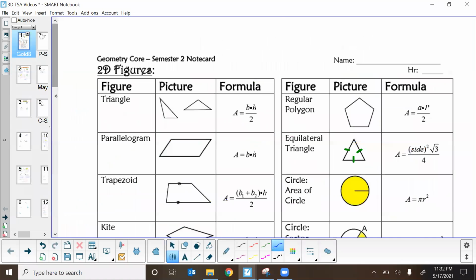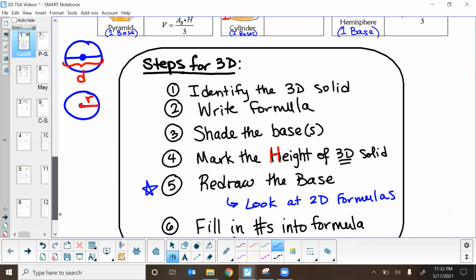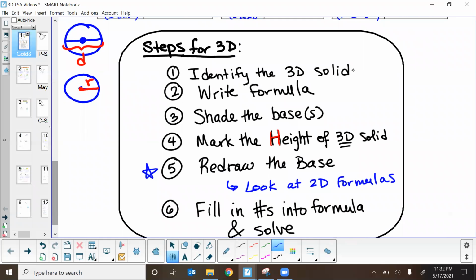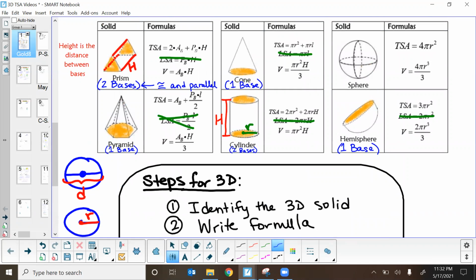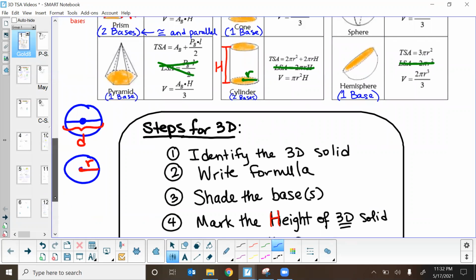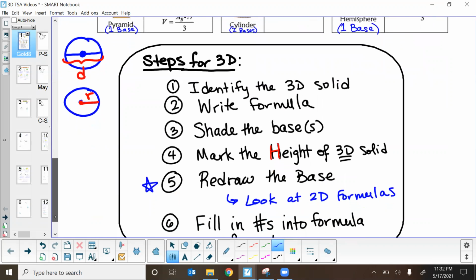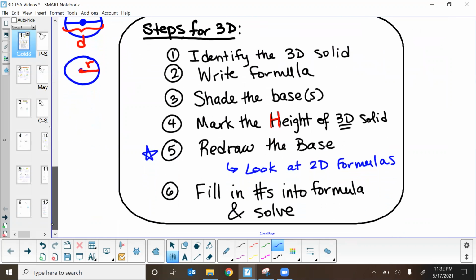Remember, we're going to follow these steps for everything that we do. We're going to identify the 3D solid to be a prism or a pyramid or a cone or a cylinder, hemisphere, or sphere. And we're going to then write the formula, shade the bases, mark the height, redraw the base, fill in the numbers into the formula.